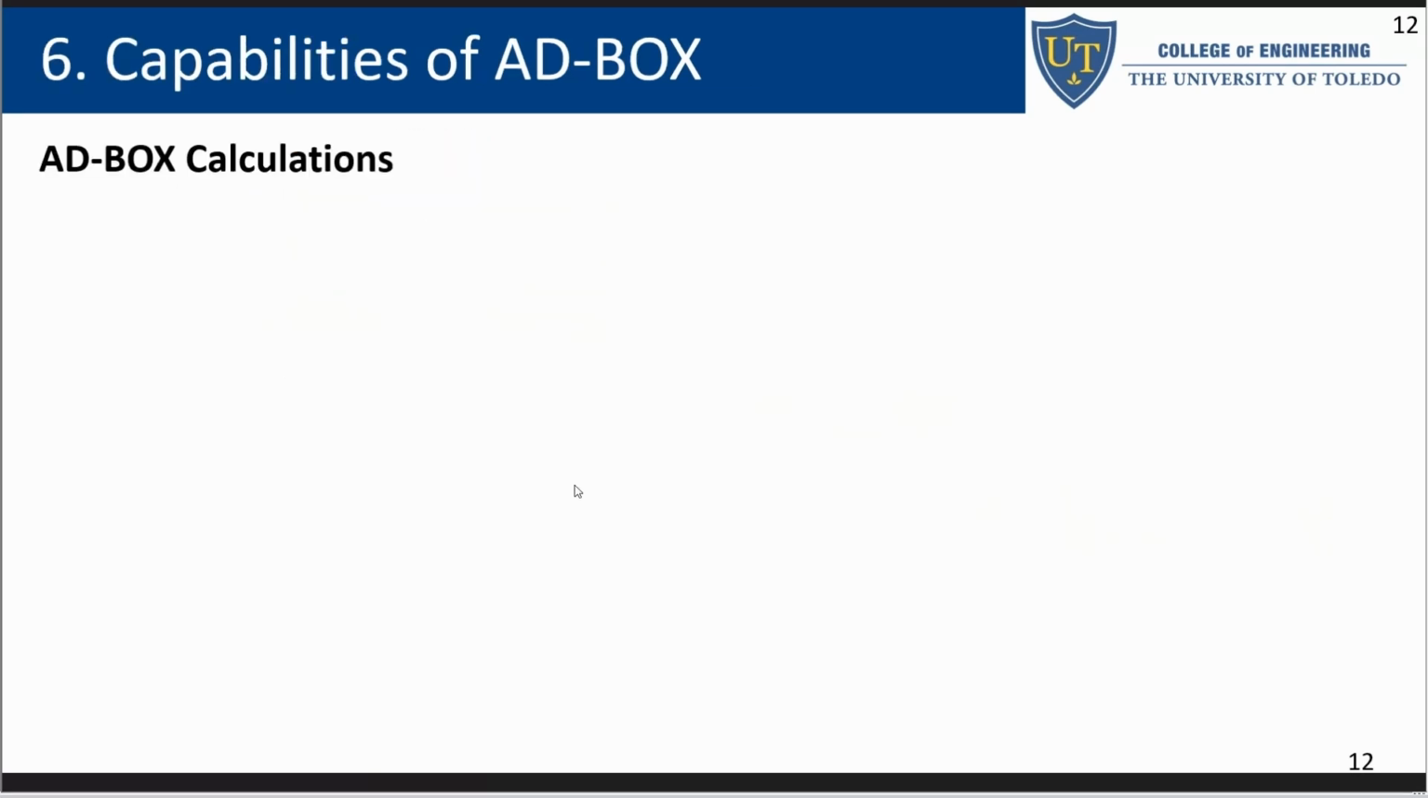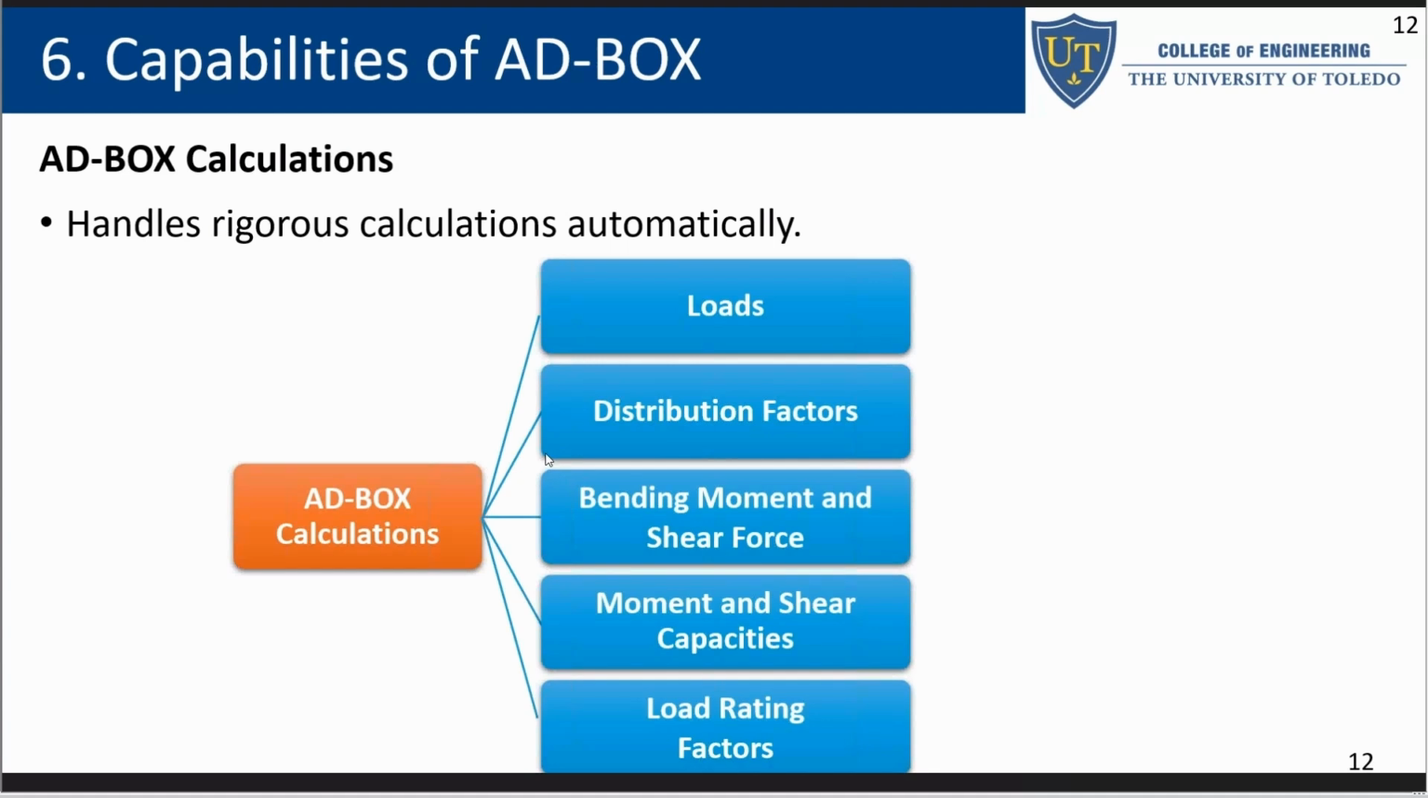So let's look into the capabilities of ADBox. ADBox can handle rigorous calculations automatically. The calculations include dead loads and live loads, live load distribution factors, calculation of bending moment and shear forces, calculation of nominal moment and shear capacities, and finally the calculation of final load rating factor values.